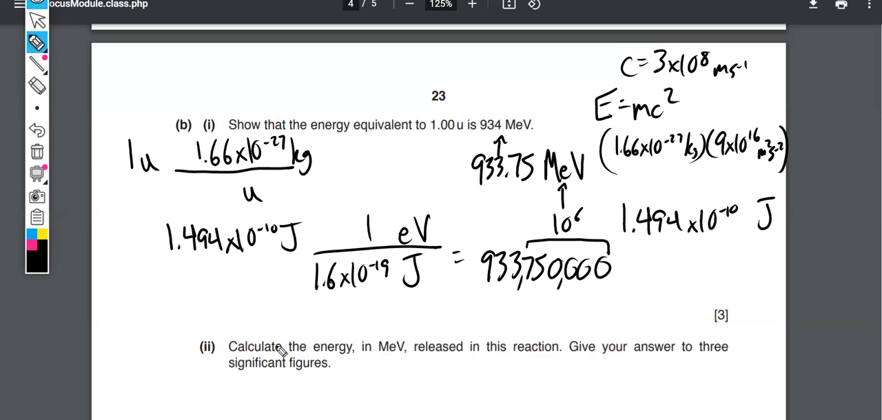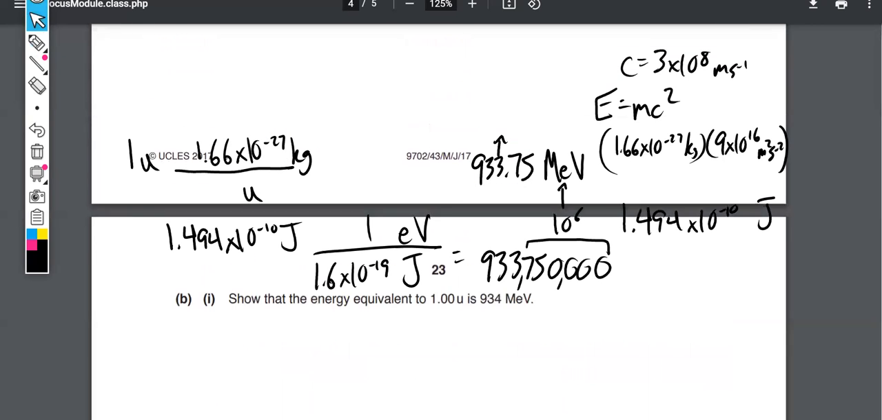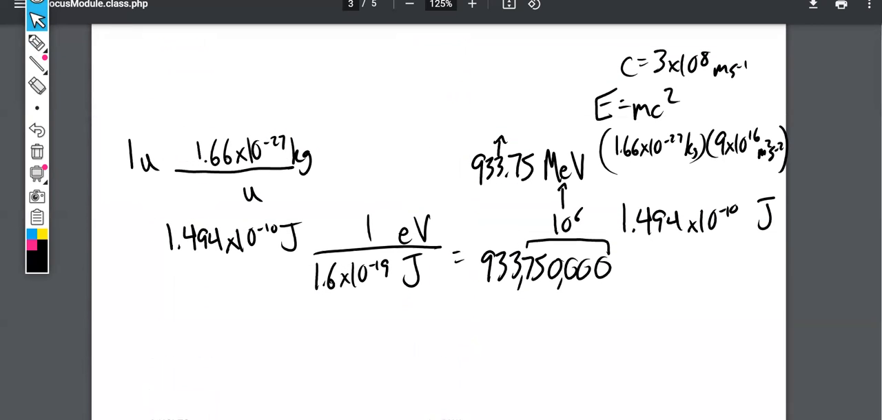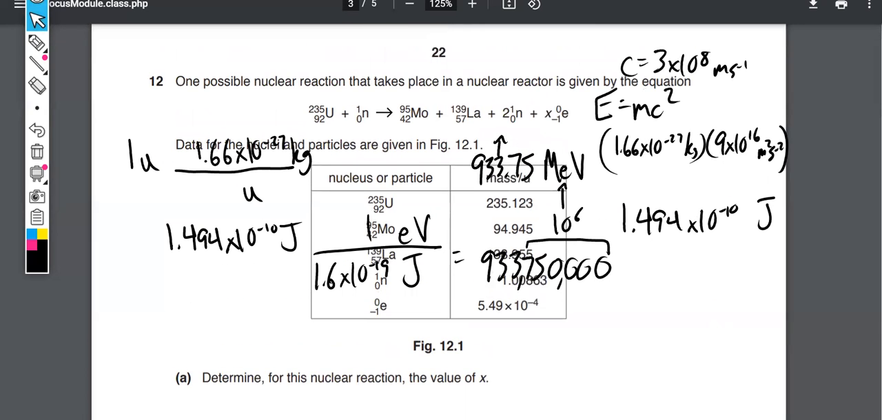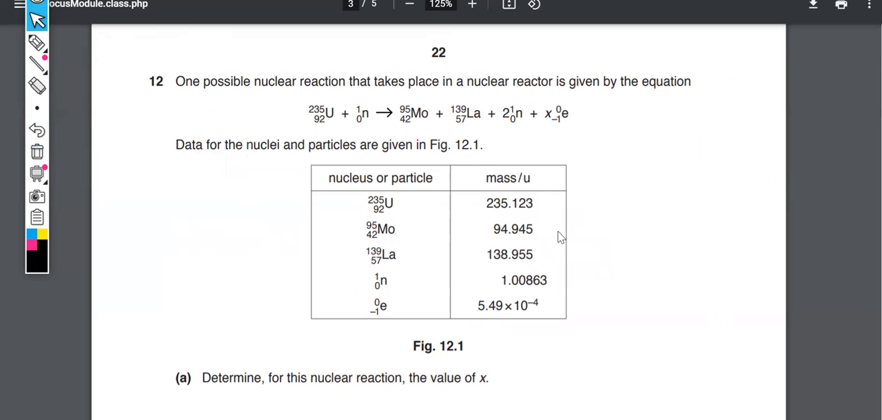Question goes on to say, calculate the energy in mega electron volts released in this reaction. Give your answer to 3 significant figures. And so here we'll work back with the information in this table and the balanced equation up there. We talked about previously how we approach nuclear reactions, using Einstein's famous E equals mc squared equation to solve this. Remember that there's 934 mega electron volts in a unified atomic mass unit. We need to calculate the mass defect.